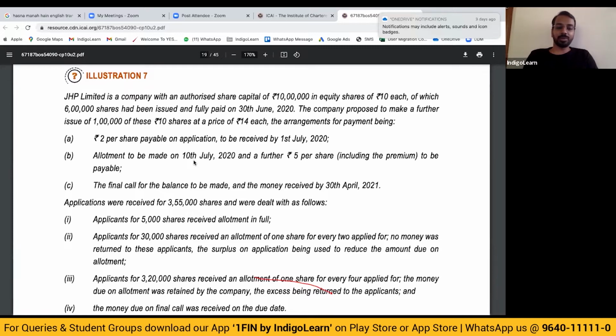We have done this in the class as well, but a quick recap, and it covers multiple dimensions, and you will be able to understand what has to be the adjustment and what kind of entries are required to be passed. Right? One of the complex questions, I should say.